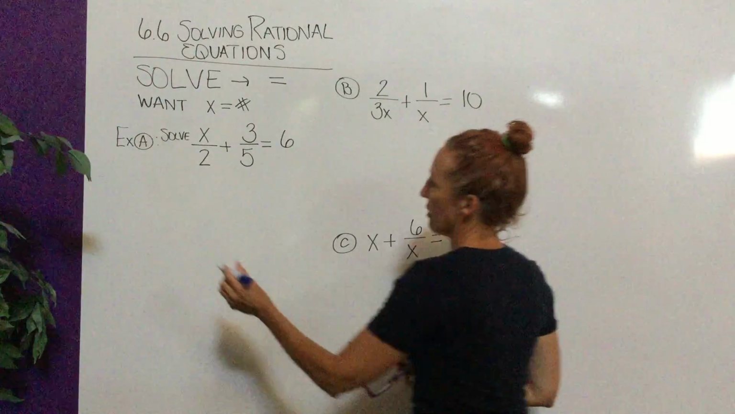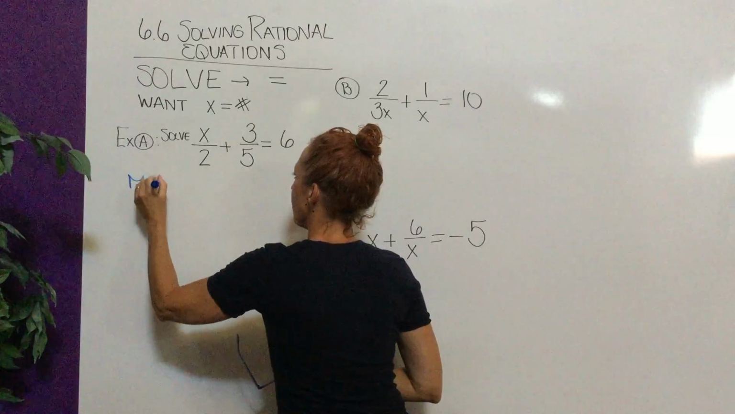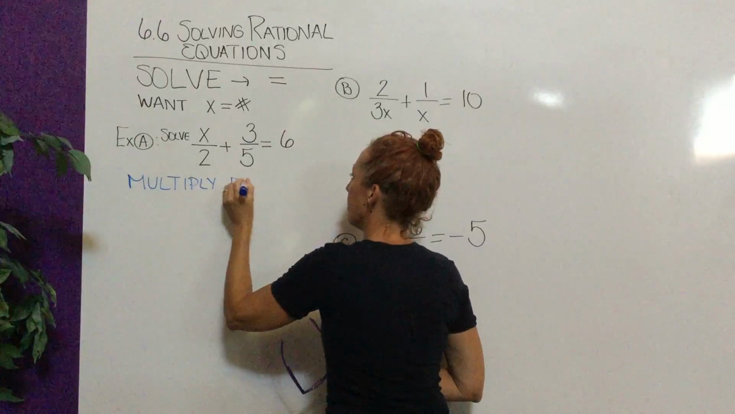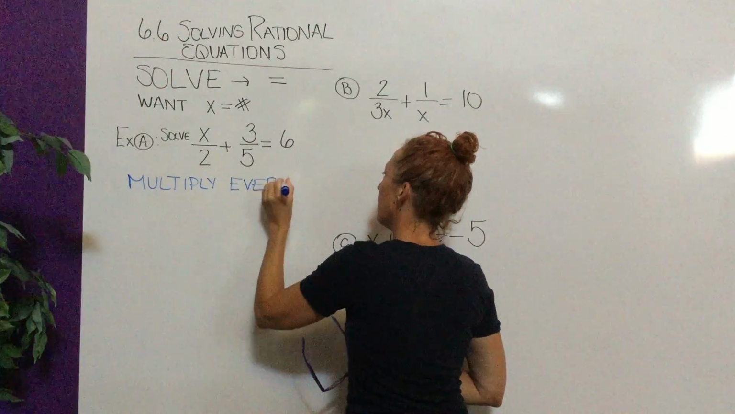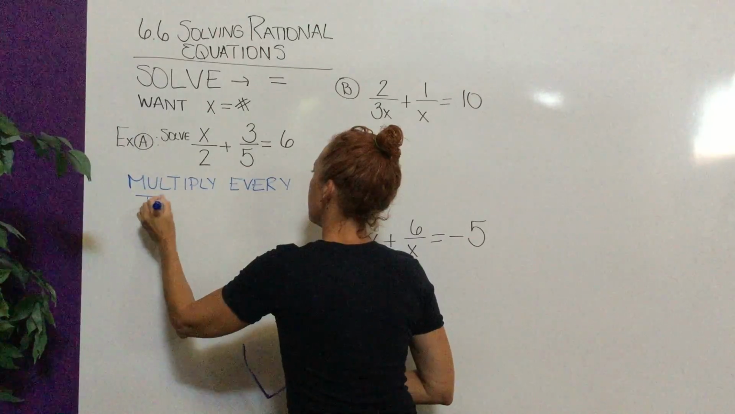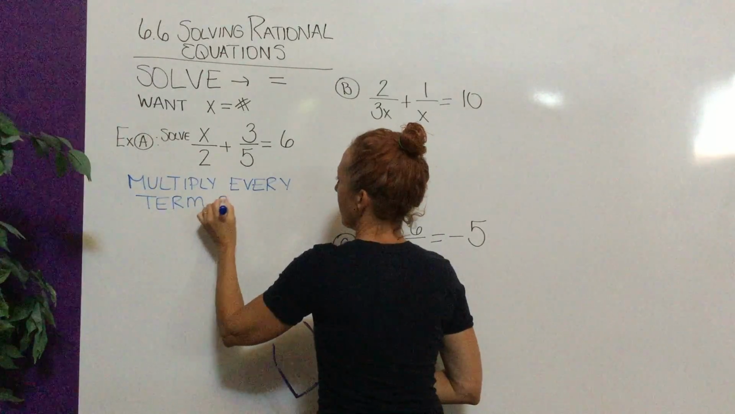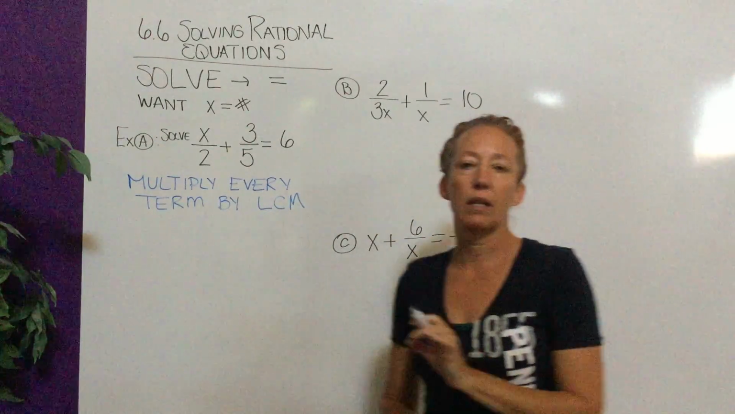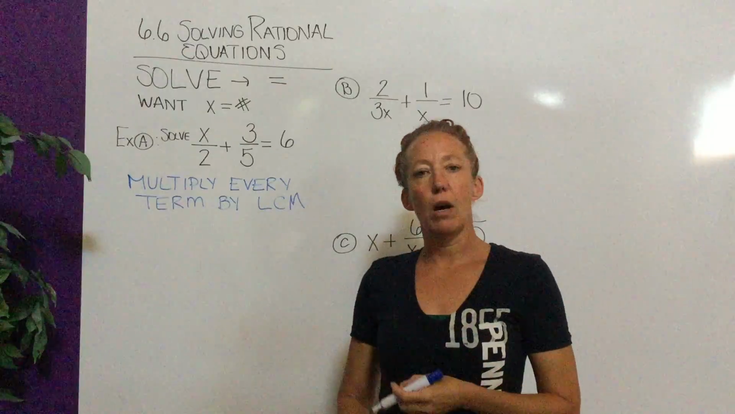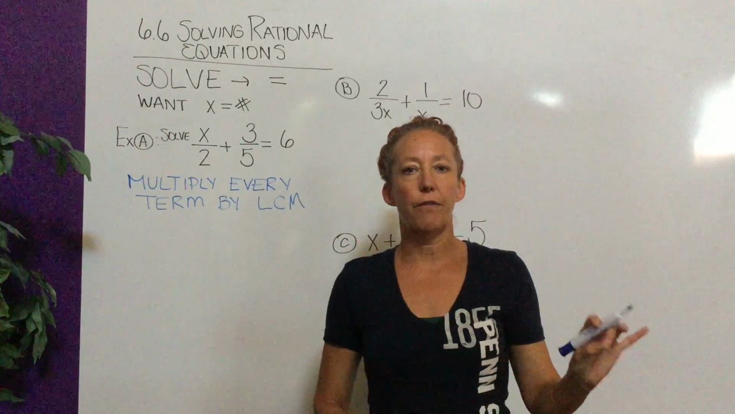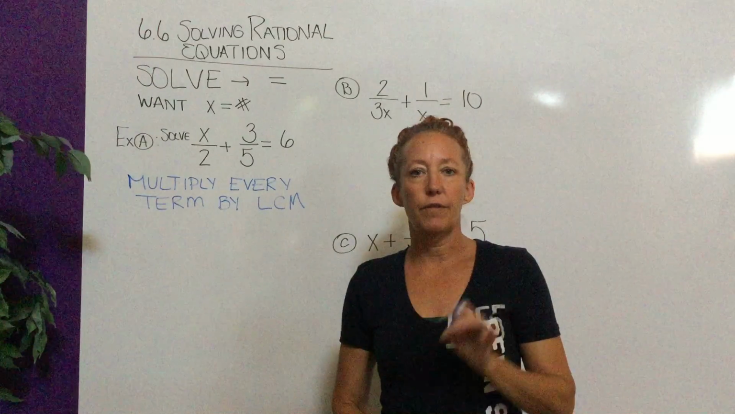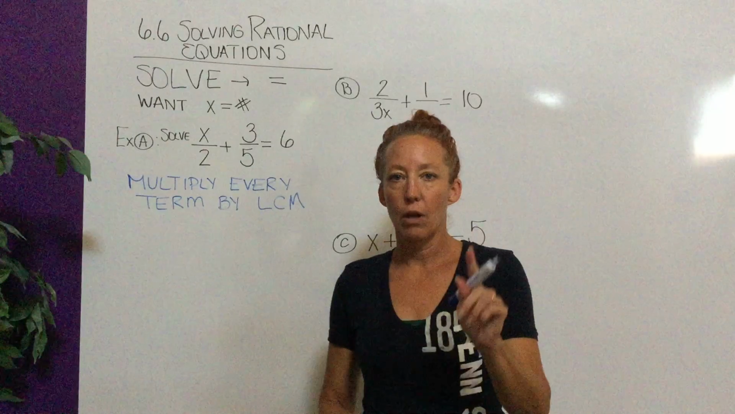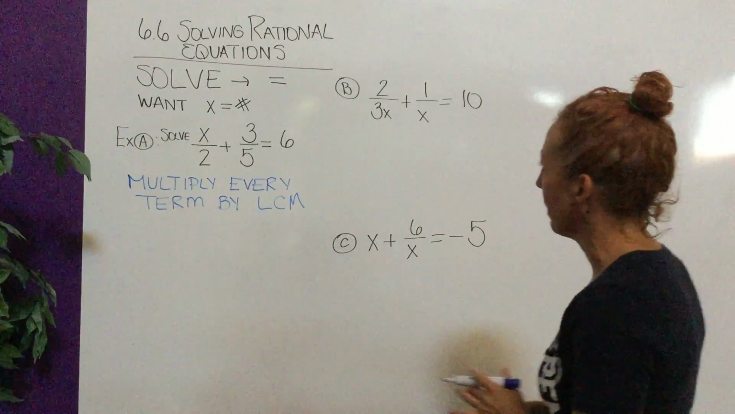So here is the strategy. You are going to multiply every term by that least common multiple, that common denominator. It is a method commonly known as clearing the fraction, and that is going to be your very first step on all of these problems. Clear out the fraction. Watch and I'll show you exactly what I mean.